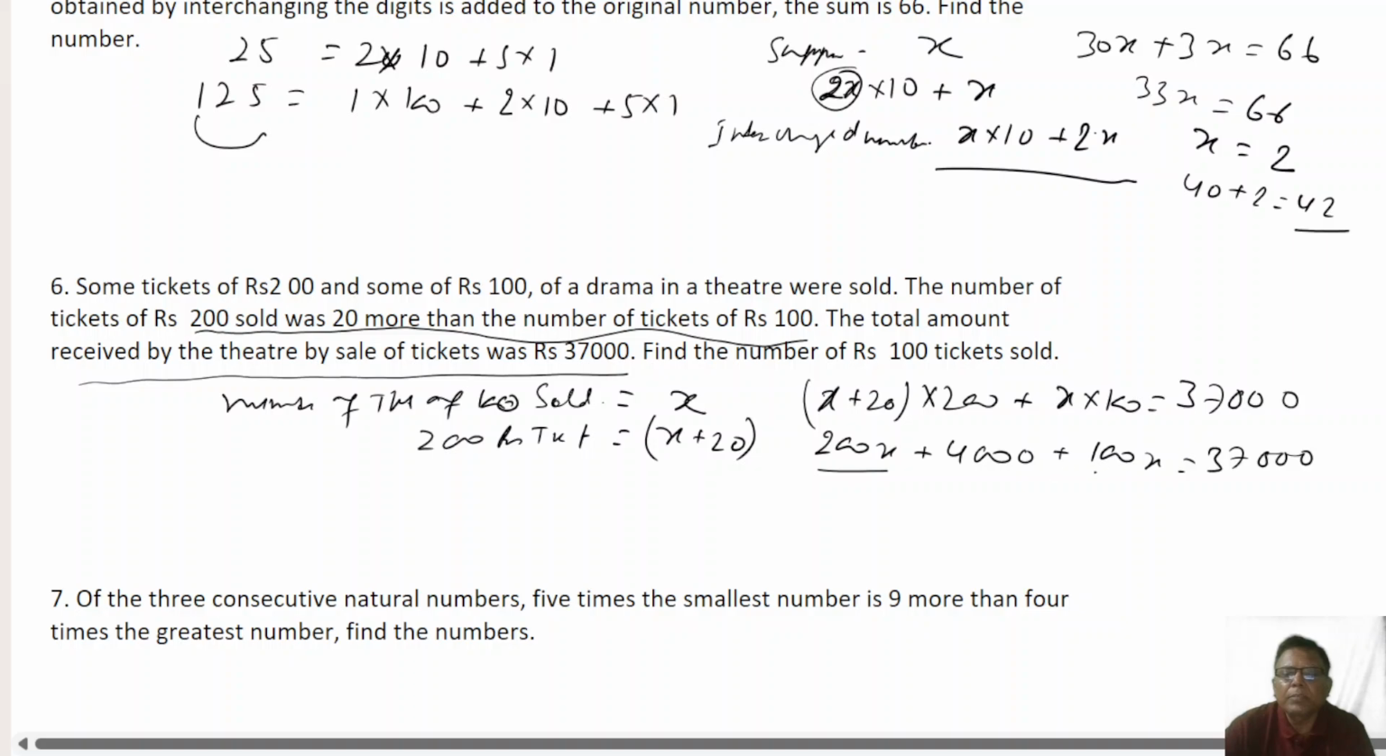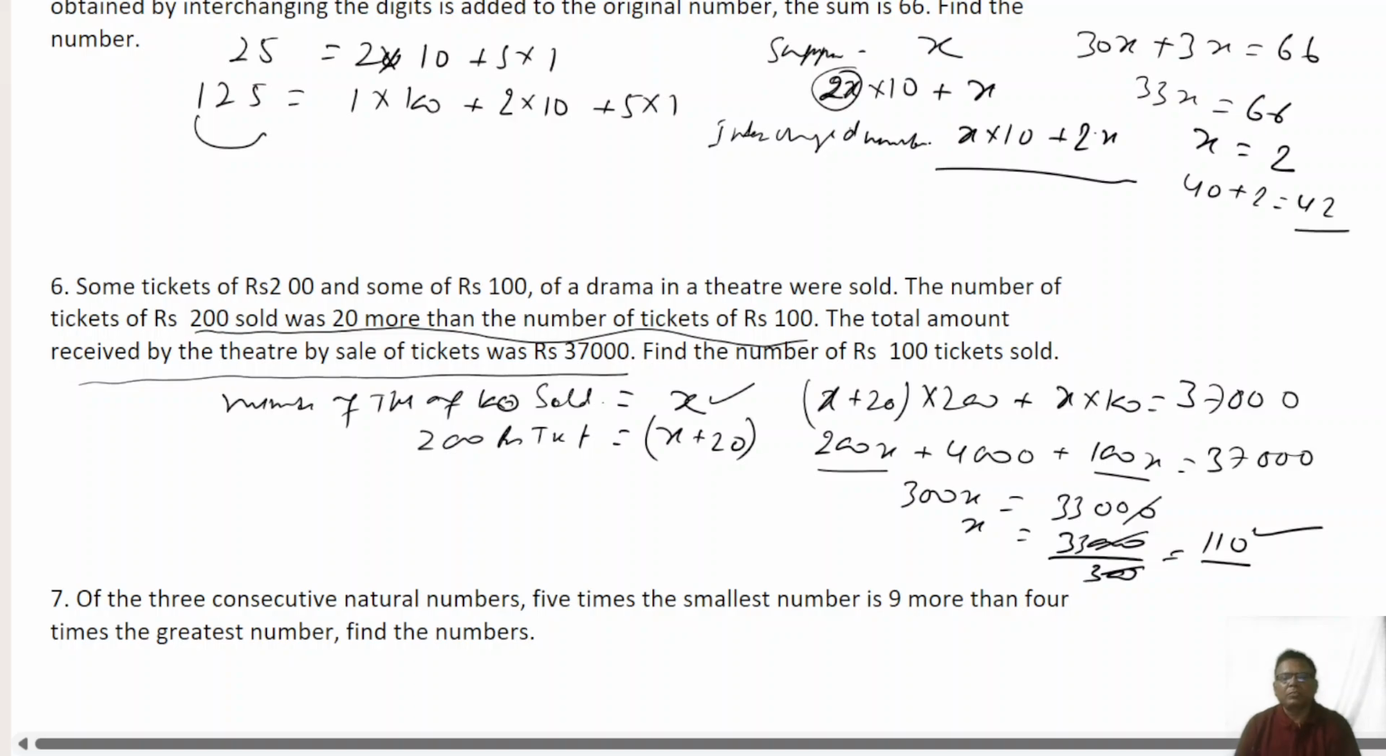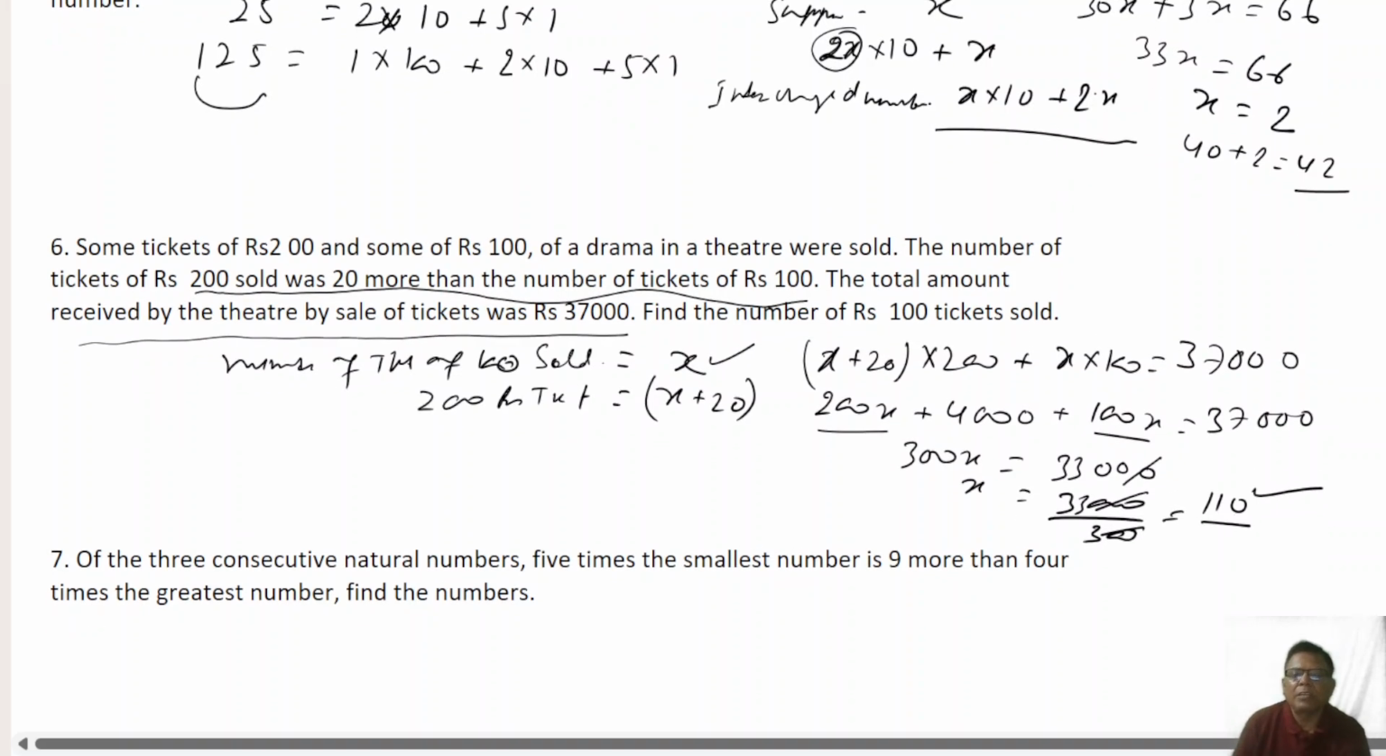So 200x plus 100x, 300x, is equal to 33,000. So you divide 33,000 by 300. So that is 110, and that is equal to x. So the 100 rupees tickets we had assumed as x. So the value of x is 110. That means 110 tickets of rupees 100 were sold, and 130 tickets of rupees 200 were sold.